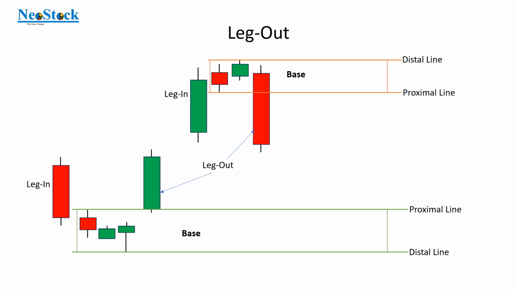But here we have a rule. The leg out candle must be a large candle. It should not be a medium leg out candle. It should be a large candle. But what about leg in? Leg in can be medium or it could be large. But leg out cannot be medium. It should be a large candle.